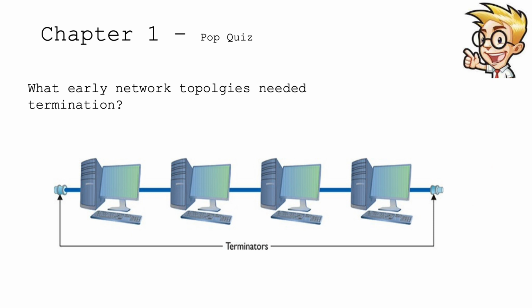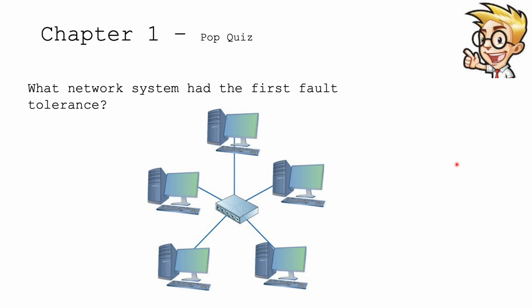Okay, question number 2. What network system had the first fault tolerance? We learned about the star topology, which had a hub that connects to all these devices. So if one device or one cable breaks or needs to be replaced, it's quite easy to do that. That was pretty groundbreaking and important for network administrators all around the world at that time.